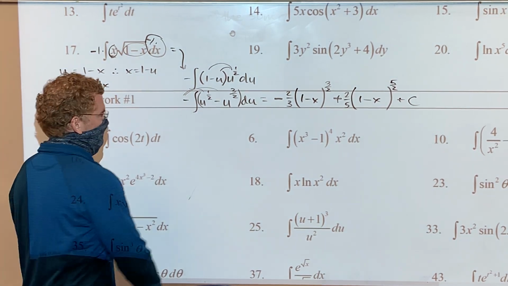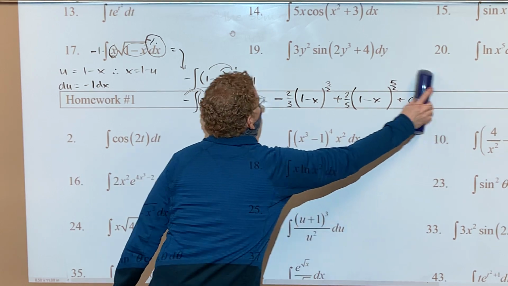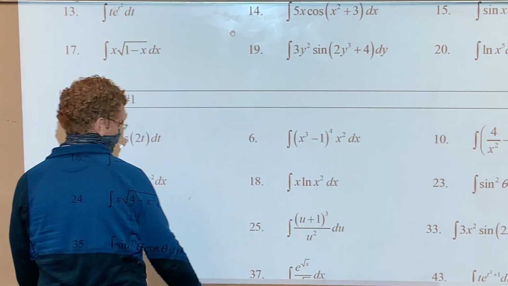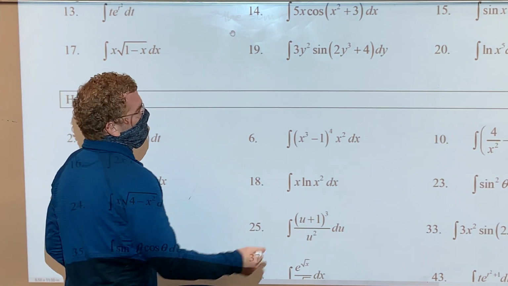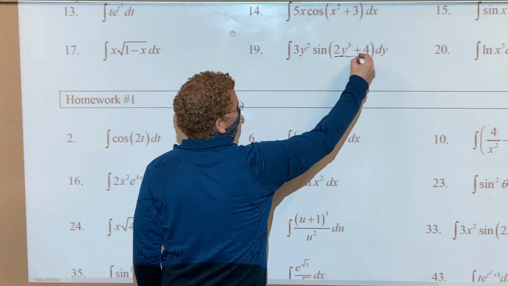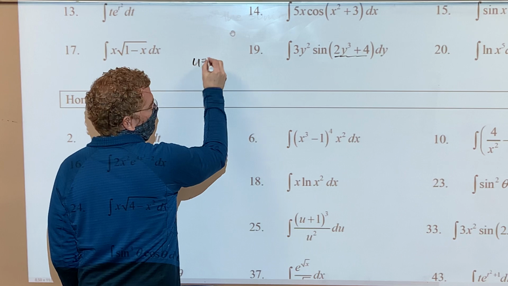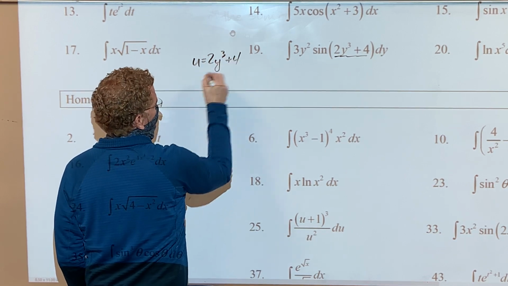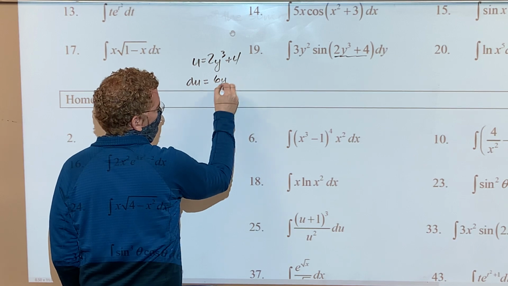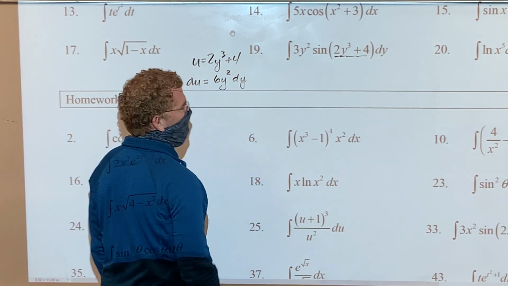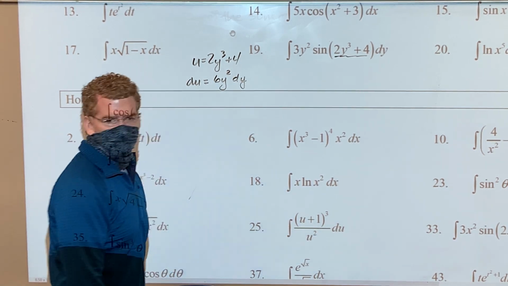All right, what about 19? Use substitution. All right, anybody got any ideas? 2y cubed plus 4. So you want to make that your u? Yes. So your du is 6y squared dy? Yeah. Do I have that?